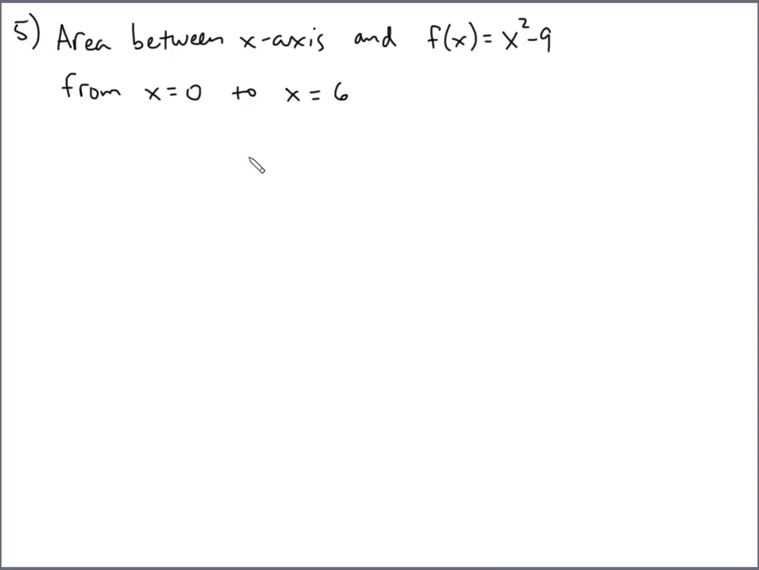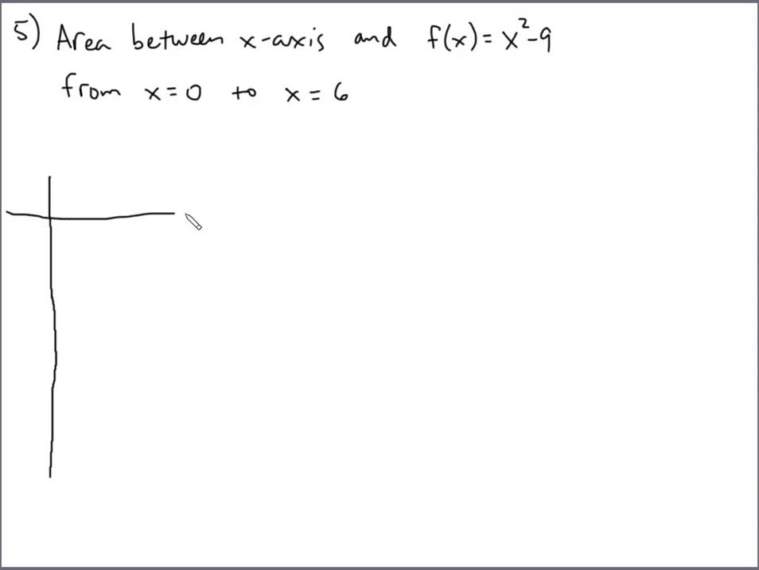Doing example 5 from section 7.4, we're asked to find the area between the x-axis and this function, between x equals 0 and x equals 6. So if we follow those guidelines for how to find area under curves between the curve and the x-axis, we want to first graph the thing and just kind of see what it looks like, and then divide up the intervals based on what the graph looks like.